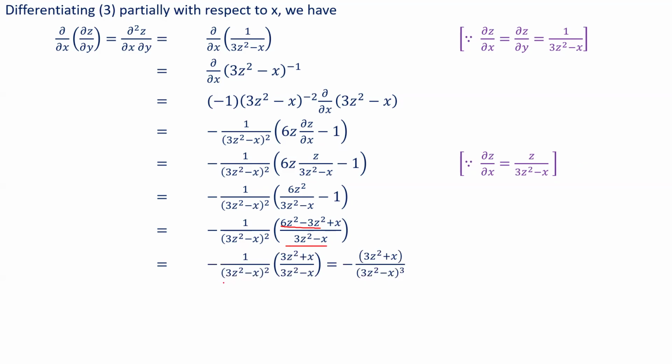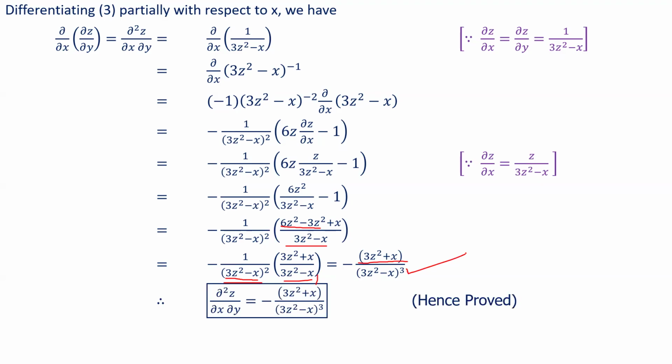Now the denominator is the same, so its power will be added: minus 3z square plus x upon 3z square minus x whole square, and this power has 1, so whole to the power 3. Therefore, del 2z del x del y is equal to minus 3z square plus x upon 3z square minus x whole cube. So this is the desired result, hence proved. Thank you.